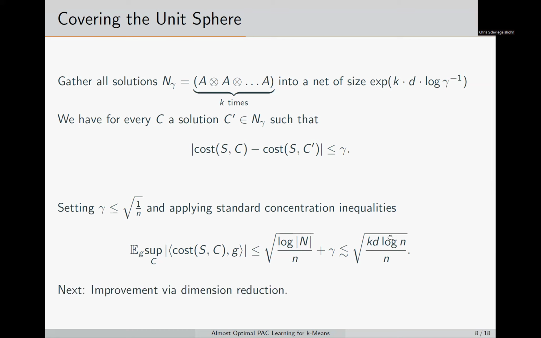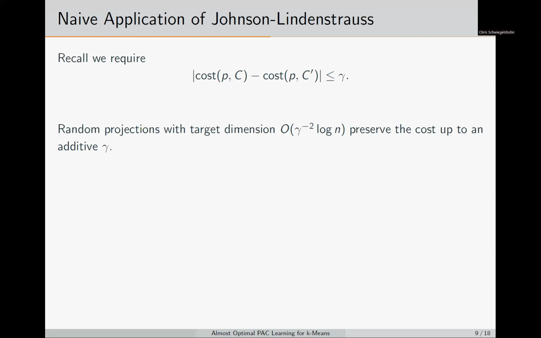So a natural way to try to improve this type of analysis is to use a form of dimension reduction when constructing this initial net. There was no reason really to use an epsilon net of a high dimensional sphere. We can also first apply a suitable dimension reduction that preserves the k-means problem in some sense, and then do a net construction in the dimension reduced space. So let's see what happens.